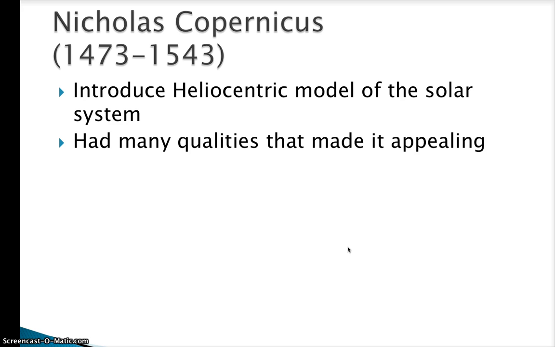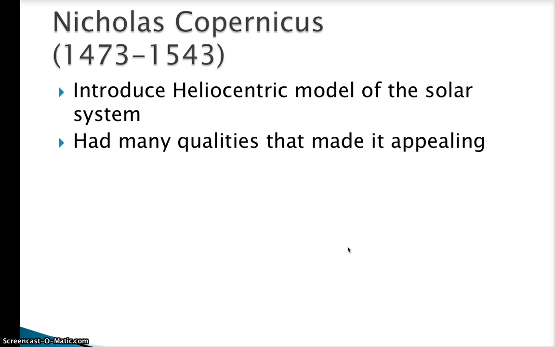There were many qualities that made it appealing. He explained the motion of the sun across the sky was the consequence of the rotation of the Earth. It wasn't the fact that the sun was rotating or revolving around us. He was able to sort of explain or lay out what planets were at what locations based on when we were able to see them.